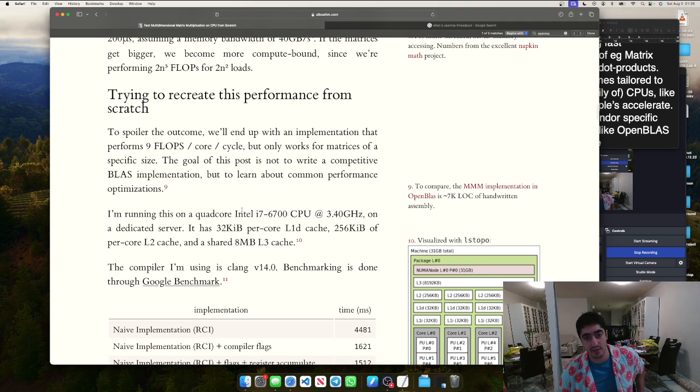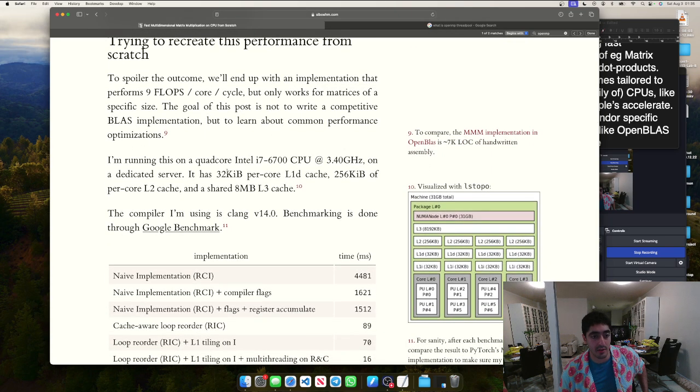To spoil the outcome, we'll end up with an implementation that performs 9 flops per core per cycle, but only works for matrices of a specific size. The goal of this post is not to write a competitive BLAS implementation, but to learn about common performance optimizations. I'm running this on a quad-core Intel i7-6700 CPU at 3.4 GHz on a dedicated server. It has 32 KB of L1D cache per core, 256 KB of L2 cache per core, and a shared 8 MB L3 cache. The compiler I'm using is Clang, version 14.0. Benchmarking is done through Google Benchmark.